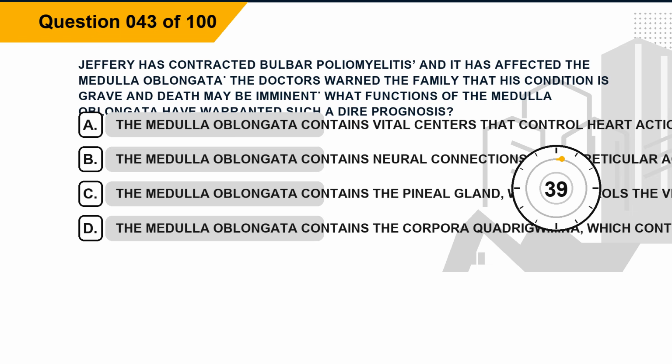Question 43. Jeffrey has contracted bulbar poliomyelitis, and it has affected the medulla oblongata. The doctors warn the family that his condition is grave and death may be imminent. What functions of the medulla oblongata have warranted such a dire prognosis? Option A. The medulla oblongata contains vital centers that control heart action, blood vessel diameter, and respiration. Option B. The medulla oblongata contains neural connections of the reticular activating system. Option C. The medulla oblongata contains the pineal gland, which controls the vital centers. Option D. The medulla oblongata contains the corpora quadrigemina, which controls the neural transmission of impulses along the spinal cord.